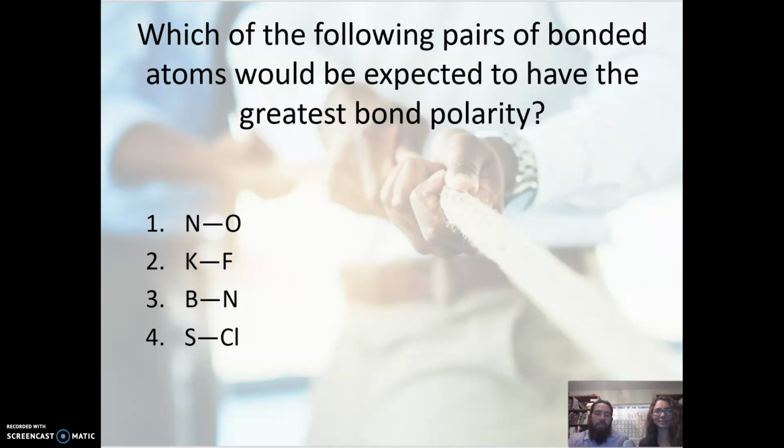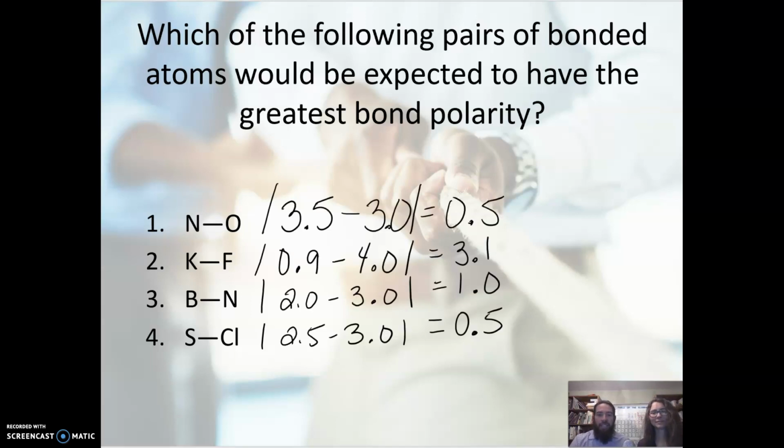So here's a question. We've got a series of bonded atoms, and we have to predict which would have the greatest bond polarity. Now, if you have your electronegativity chart, we could assign numbers to these. If you didn't have the chart, we could use the trends to probably get through this. So we see the nitrogen and the oxygen are very close to one another, and they have electronegativity values that are pretty close. Now, potassium is a metal. It's way to the left and has very low electronegativity compared to the fluorine. So the difference there is very big. Boron and nitrogen, again, are pretty close in electronegativity. The same with the sulfur and the chlorine.